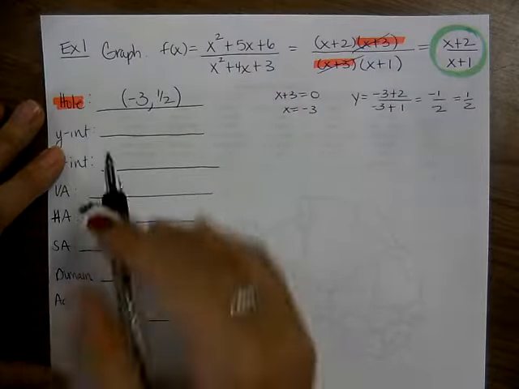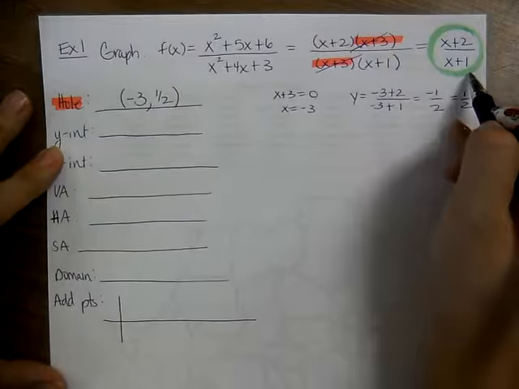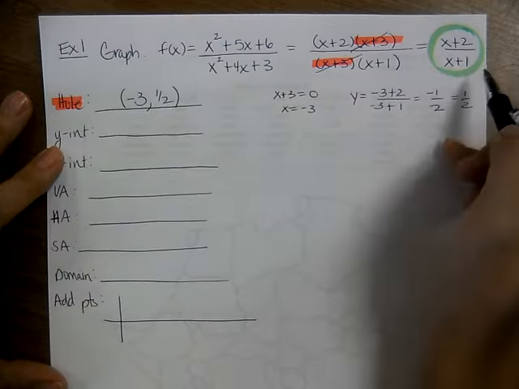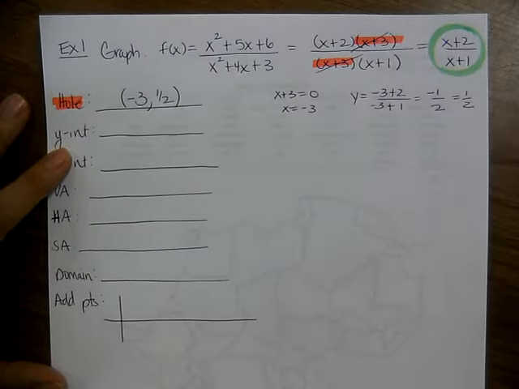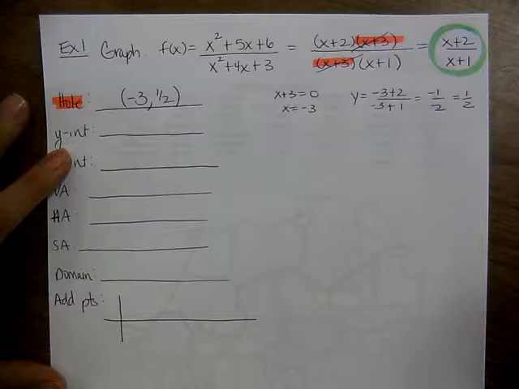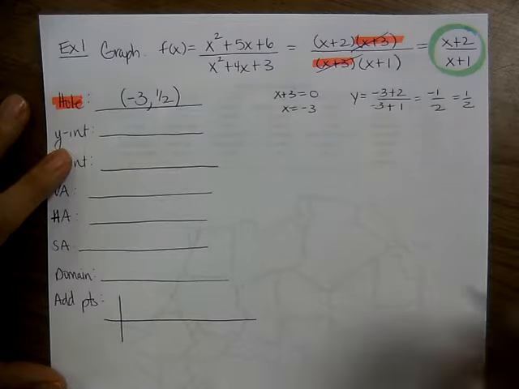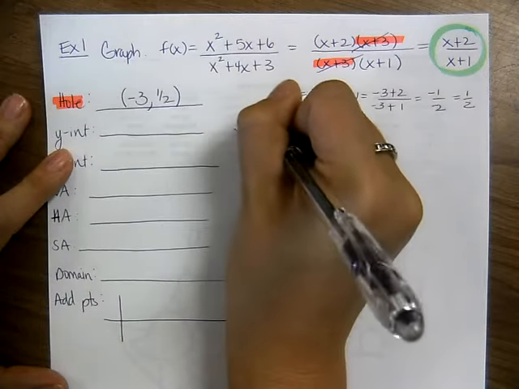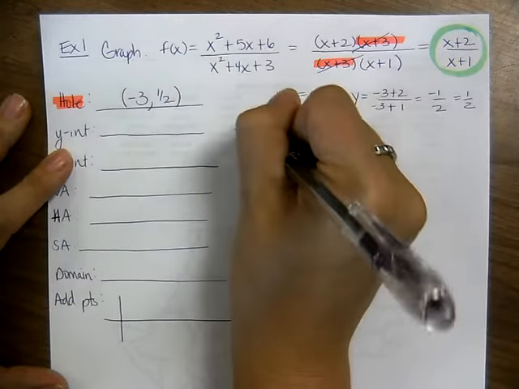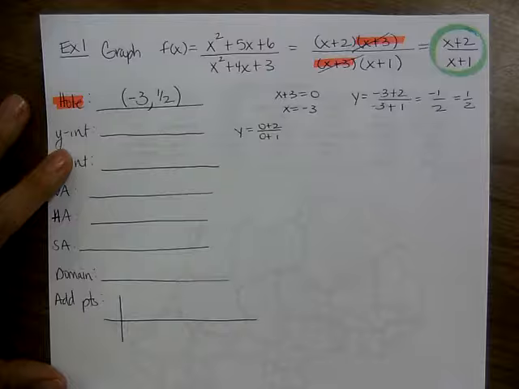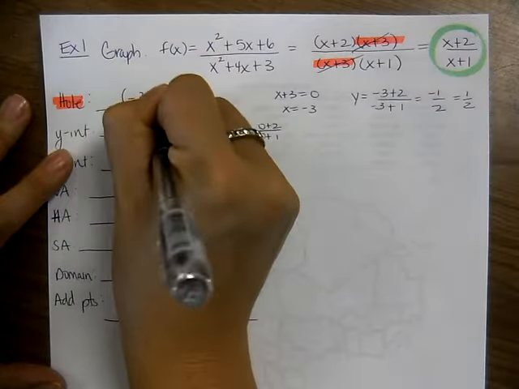So now, when I'm finding all this other information, I'm going back to my green function here every time, okay? So now when it's time to find the y-intercept, what do you have to do? Plug in 0 for x, so I get y equals (0 plus 2) over (0 plus 1), so 2. Remember, it's an ordered pair, so that's (0, 2).